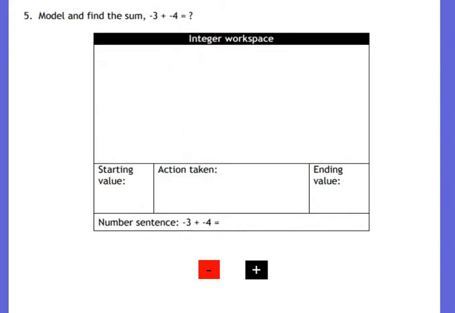So, number 5 says -3 plus a -4. What am I starting with? -3. I'm just going to handwrite -3.